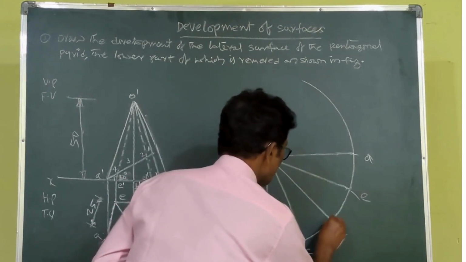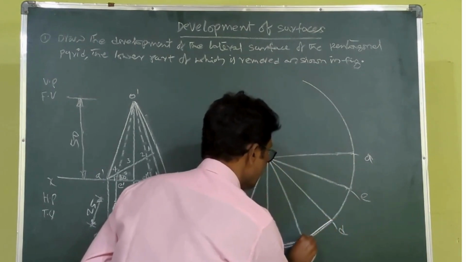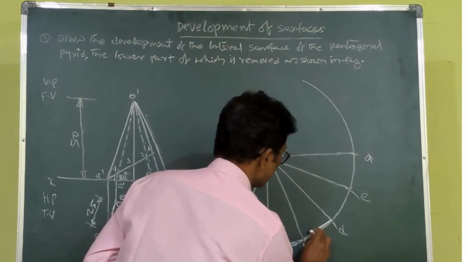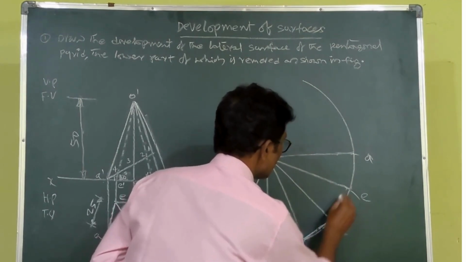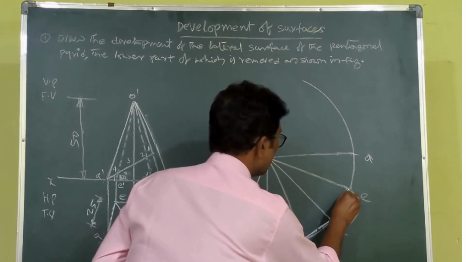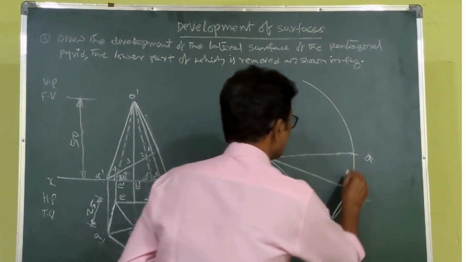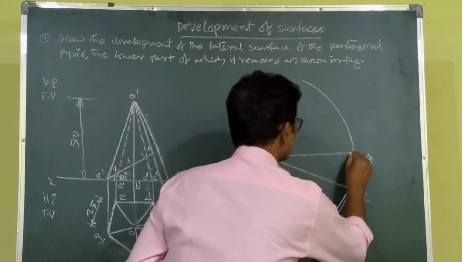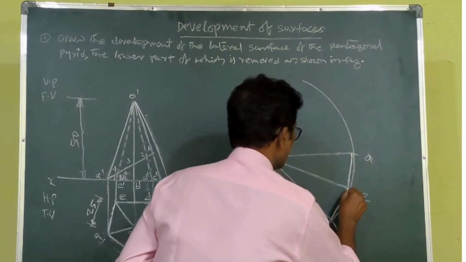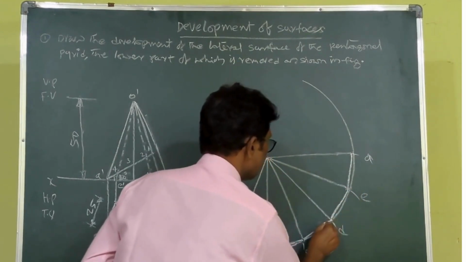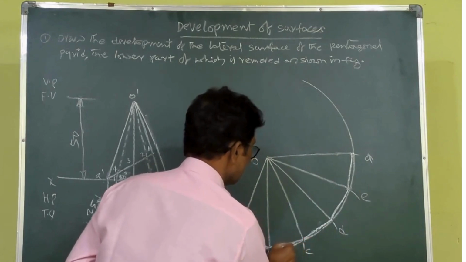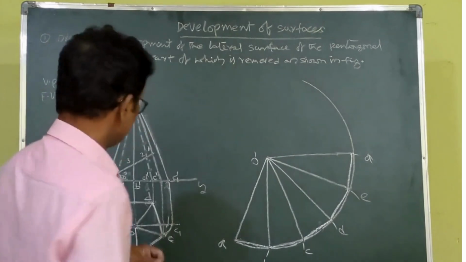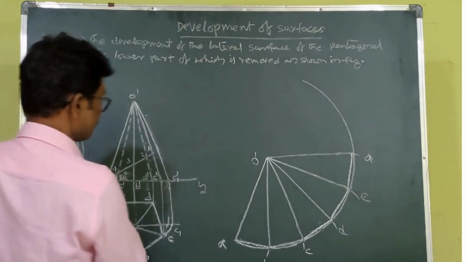From here also you draw the horizontal line. Here also you draw the horizontal line. How to draw? Here also you draw the horizontal line. Like this. Now it is okay.